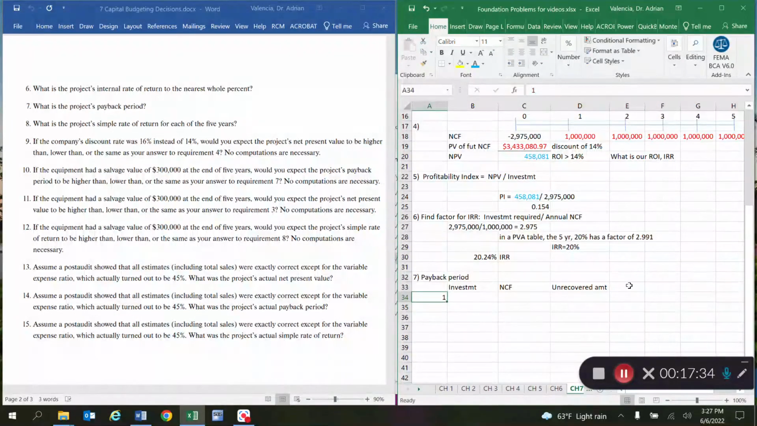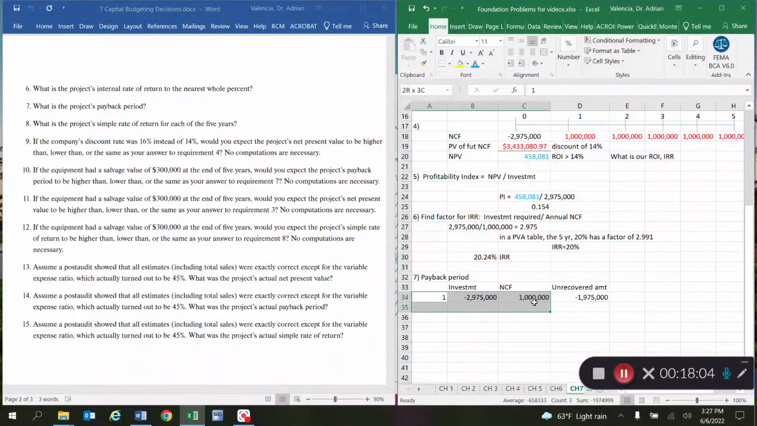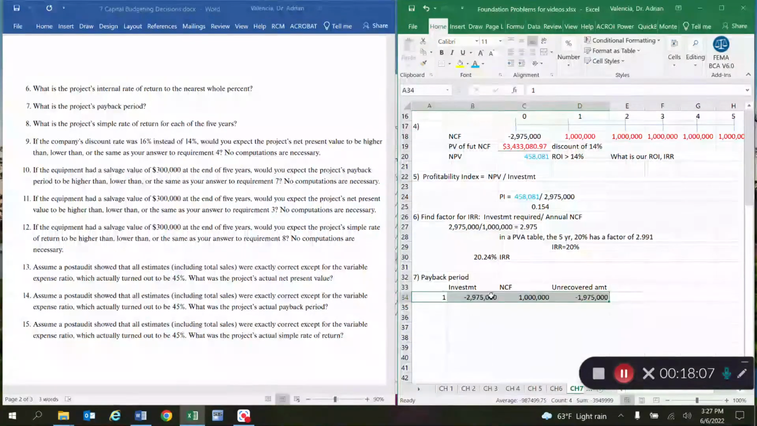This is year number 1. In year number 1, we had to put in $2,975,000, and then at the end of that year we recovered $1 million. So the amount that remains unrecovered is that difference. So I'm going to go in here and say this minus this. Actually, I should have just put plus, sorry. Okay, so at the end of year 1, we still have not recovered our full investment of 2.95.